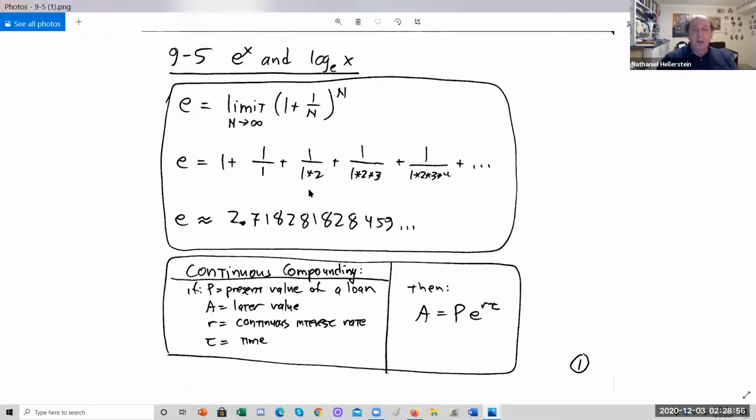Now, I was saying about continuous compounding. Before, we had the compound interest formula where P is the present value, A is the later or future value, t is the time, r is the interest rate, and we also had k for the number of compoundings per year. But if we let k go to infinity, so it's compounding all the time and therefore continuous compounding, you get this formula: A equals P times e to the rt.